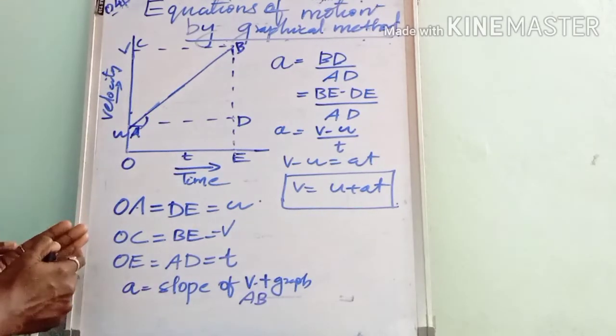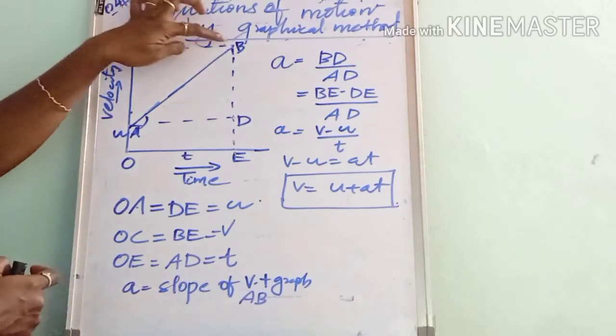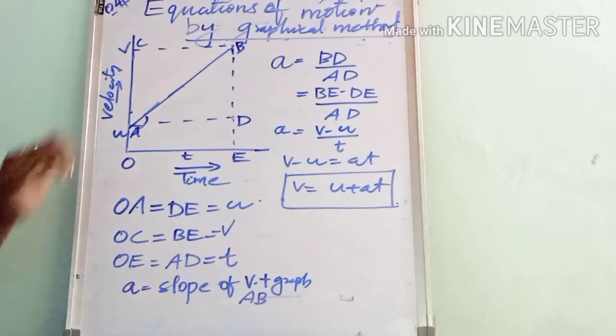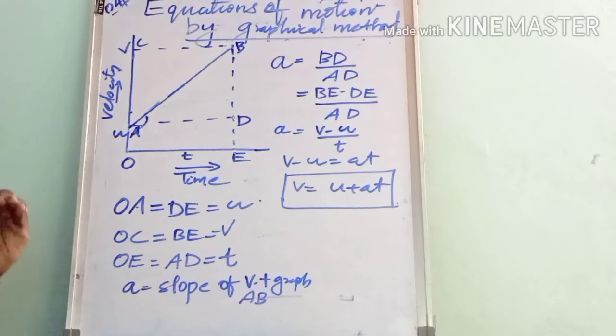First we are going to derive our first relation, the velocity time relation, V equal to U plus AT. For that, we are considering the slope of this velocity time graph. The slope of the velocity time graph is equal to the acceleration, which we already learned.